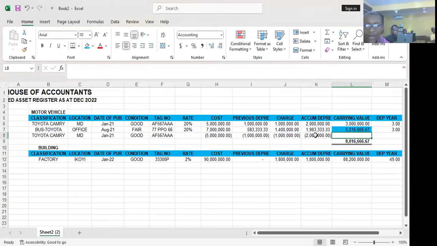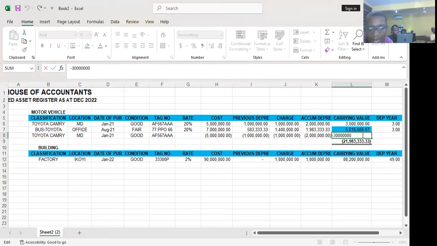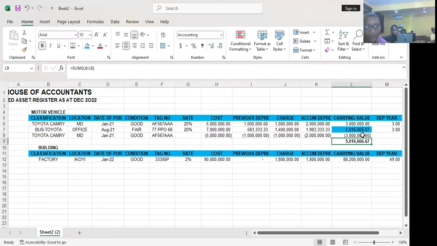Then what am I going to have here? The 3 million that is hanging there will also be removed. So what I'm going to have here now is the 5 million naira. That is what I'm going to have in that particular financial statement. So this one is a disposal. If you like, you can put a comment. You can design it any way you want.